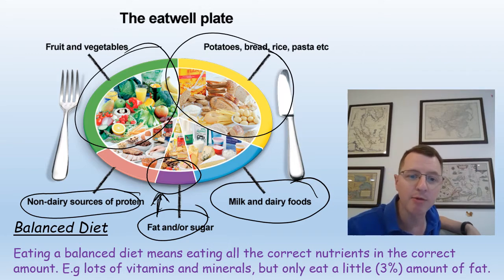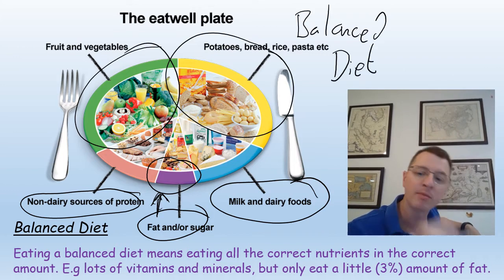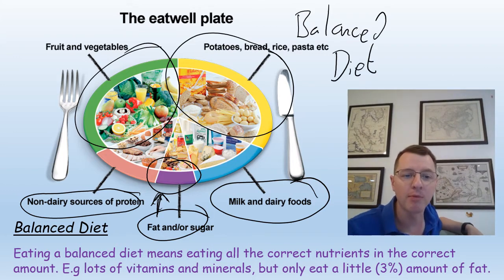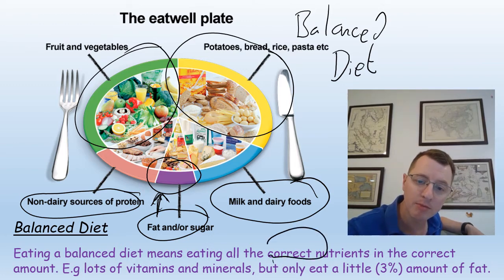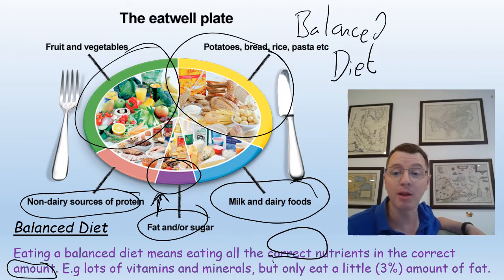What we should be aiming for is a balanced diet. So what's the definition of a balanced diet? Well, a balanced diet means eating all the correct nutrients in the correct amounts. And that's the key to it. Correct nutrients in the correct amounts. Eat too much of one, it's not a balanced diet. Eat not enough of one, and it's not a balanced diet.